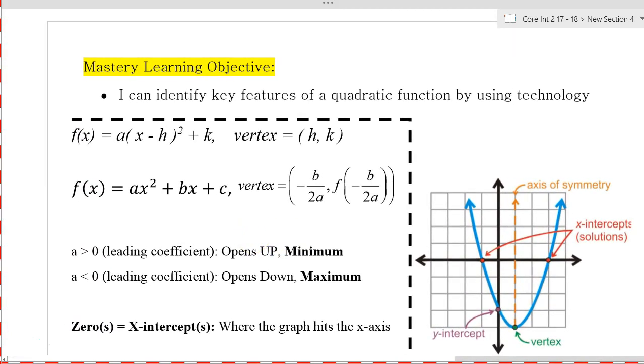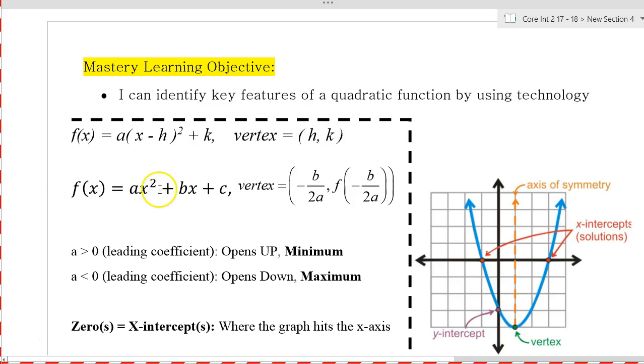It is Mrs. Payne. Our master learning objective for this video is: I can identify key features of a quadratic function by using technology. Okay, so we're going to be looking at some key features. One key feature, or I guess two key features, we already know. Remember, we learned our vertex form yesterday. So we can find our vertex as a big key feature.